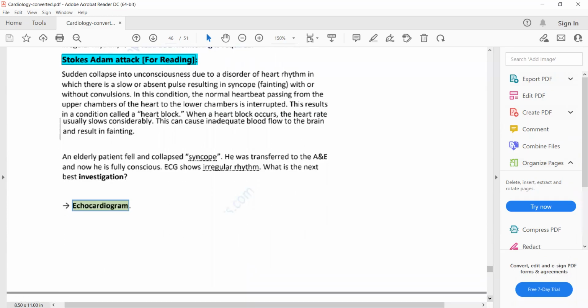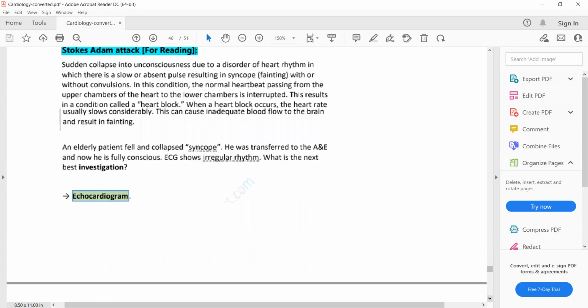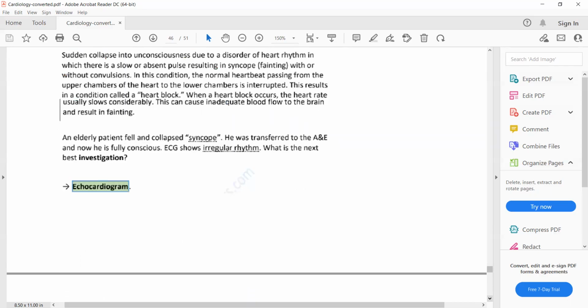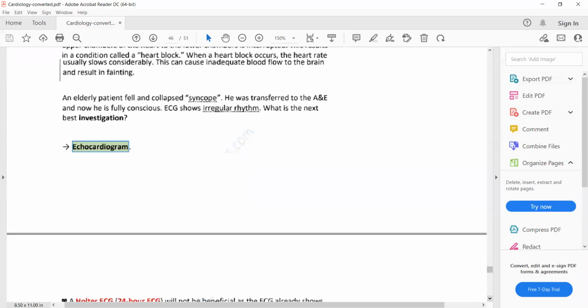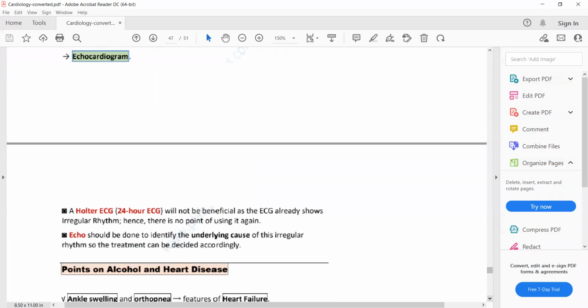So if the heart problem or irregular rhythm or arrhythmia is diagnosed on ECG, then the next investigation will be echocardiogram. If it's not diagnosed on the 12 lead ECG, then the next best investigation will be a Holter monitor ECG.